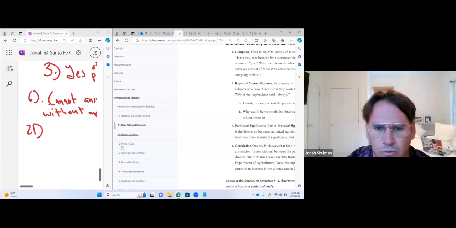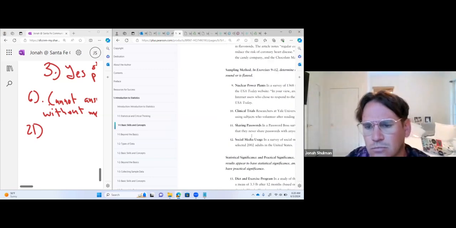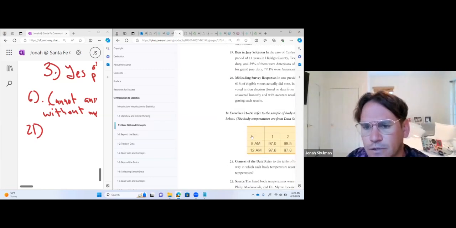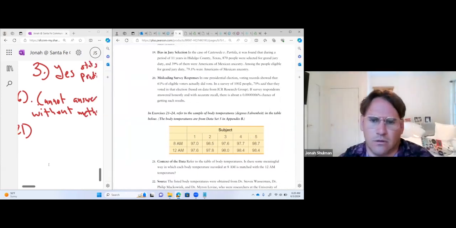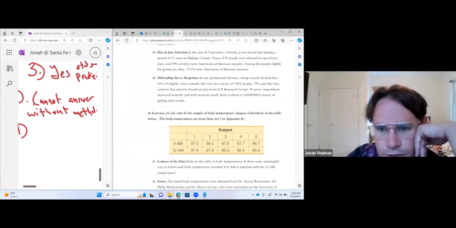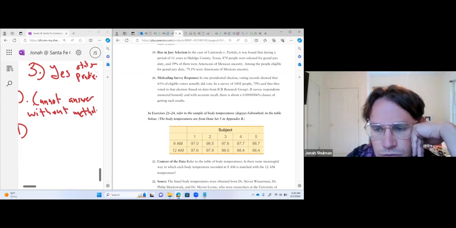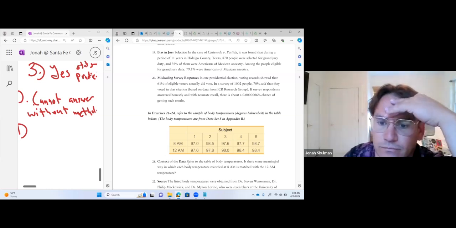All right, so we're at 1.1, number 21. Here we go. We got some data. Refer to the sample of the body temperatures, degrees Fahrenheit, in the table below. The body temperatures are from data set 5, appendix B. This is 8 a.m. to 12 a.m., so morning till noon: 97 degrees, 98, 97, 97, 98. And then this one went down. So up, down, up, up, down. Not getting a lot of info, but let's figure it out.